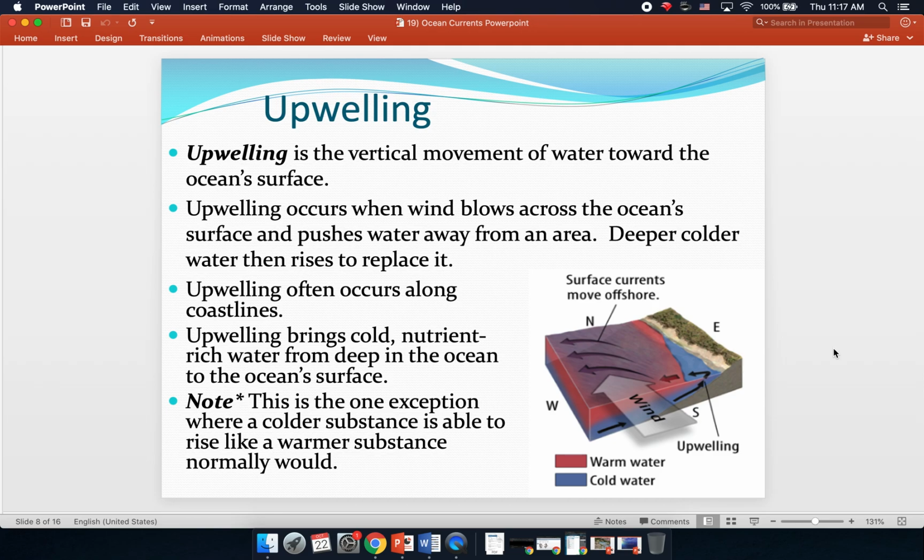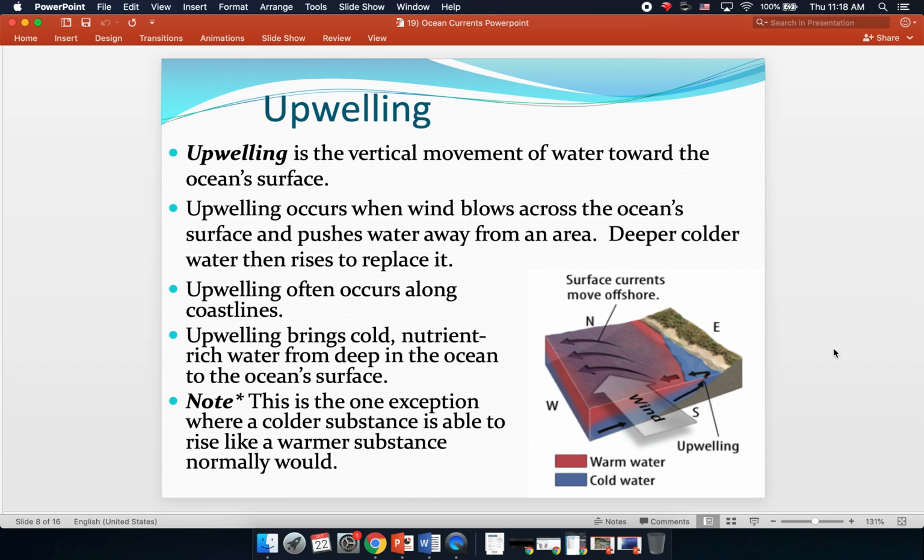All right, so upwelling is the vertical movement of water towards the ocean's surface. Now, here's where things get a little bit counterintuitive. When we talk about density, and we're going to be talking about density in relationship to ocean currents, most of the time you already know the hotter material tends to rise while the cooler, more dense material tends to sink.